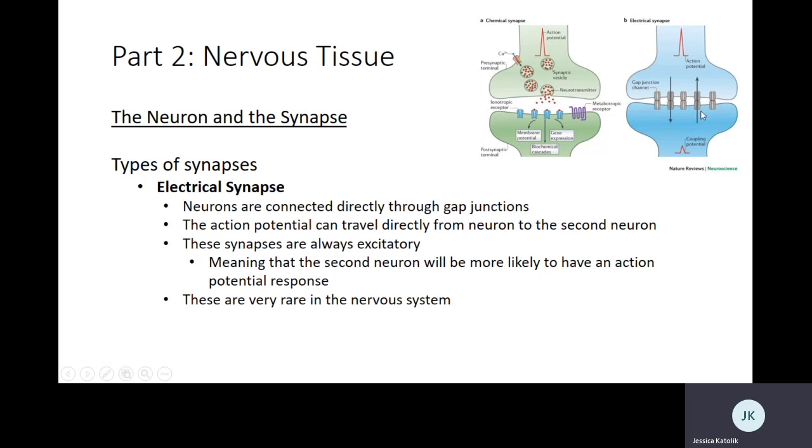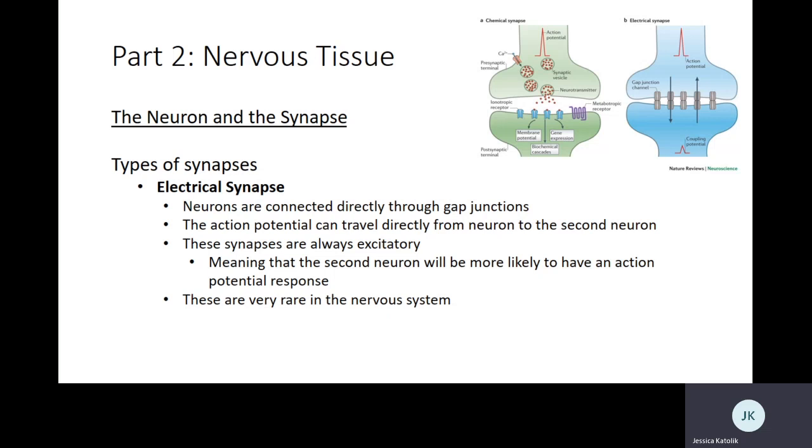And the action potential has the ability to directly cross over from one neuron to another. As a result of this, all electrical synapses are going to be excitatory. Excitatory stimuli means that it's going to ask the second neuron to get closer to having an action potential, or stimulated to have an action potential. So it will always be kind of moving towards that direction. So excitatory says, yes, please, I want an action potential. Let's do it.